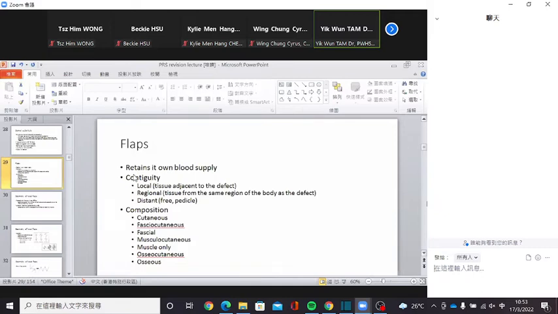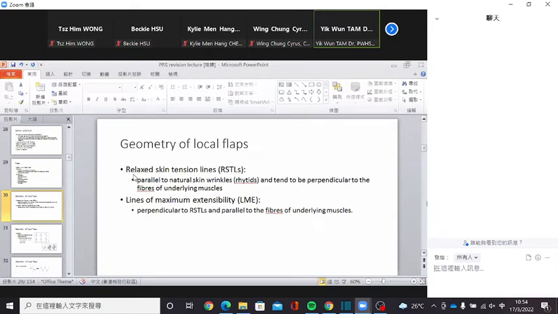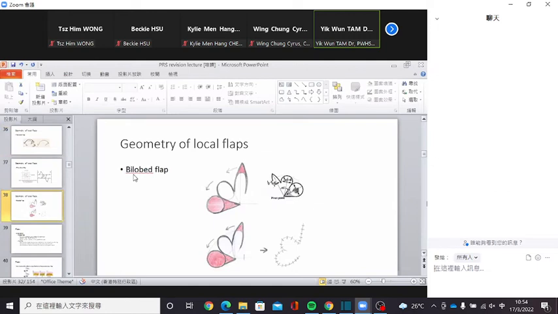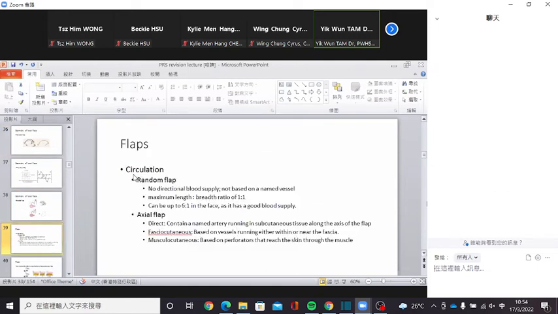So flaps are classified when they retain their own blood supply. The classification could depend on contiguity, whether it's a local flap, a regional flap, or a distant flap, or by composition, whether it carries skin as a cutaneous flap, carries fascia and skin as a fasciocutaneous flap, myocutaneous, muscle only, osteocutaneous flaps. So geometry of local flaps, I don't think you need to know much about local flaps.